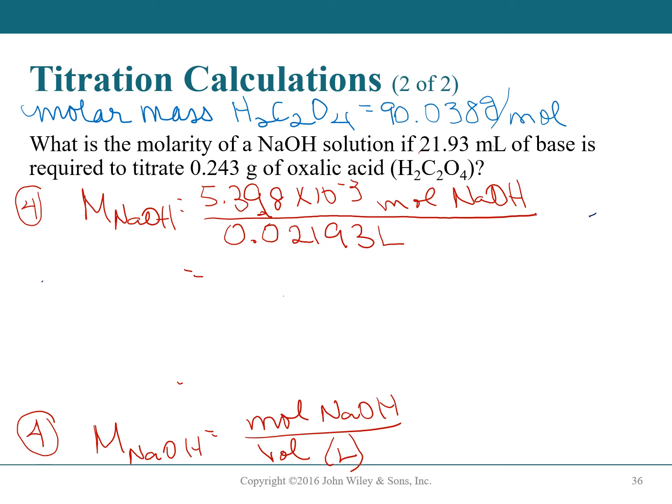So for our answer, .02193, okay, we get 0.246 molar sodium hydroxide solution. And that's in 3 significant figures because of the top value, the moles. And there you have it.